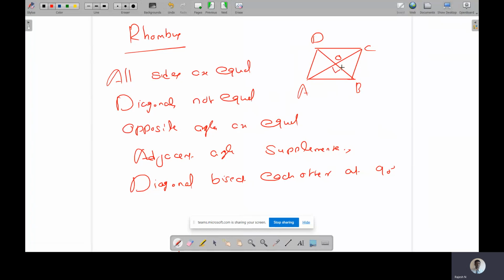So what is it here? This is 90 degrees, this is 90 degrees. So in a rhombus, all sides are equal, diagonals are not equal, opposite angles are equal, adjacent angles are supplementary. Supplementary means 180. Diagonals bisect each other. So what is the area of a rhombus? Area of a rhombus is half into d1 into d2, where d1 is the first diagonal and d2 is the second diagonal.